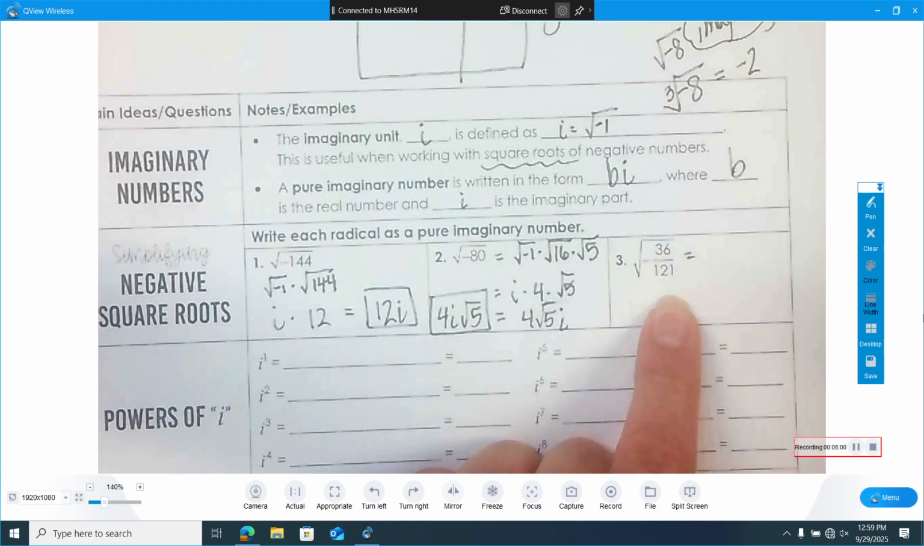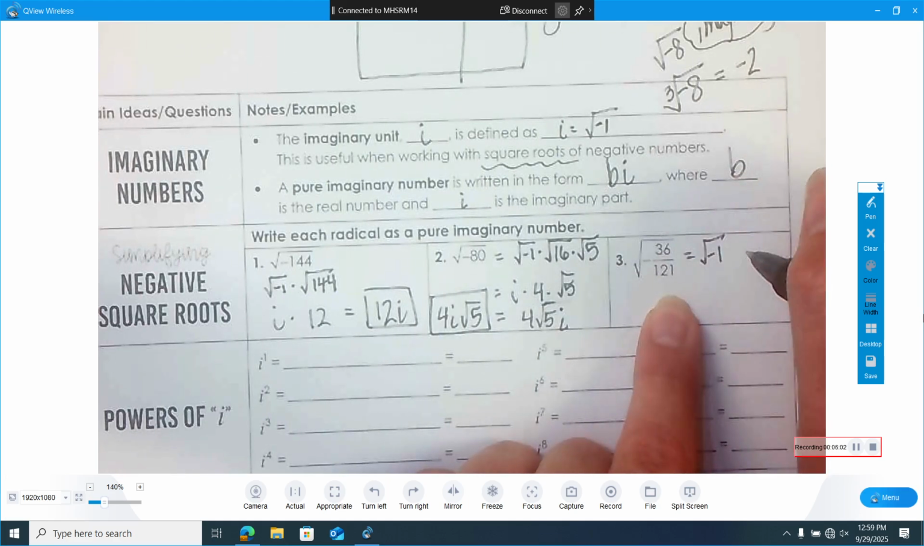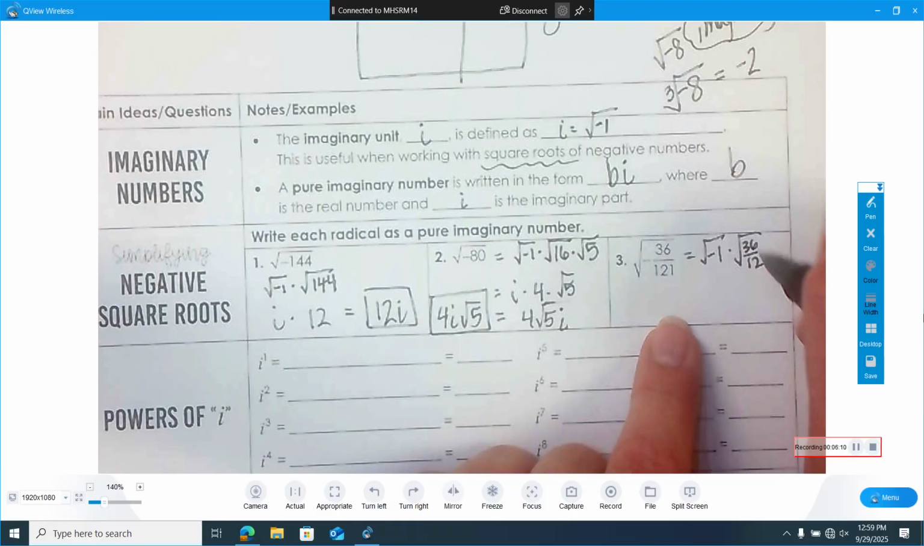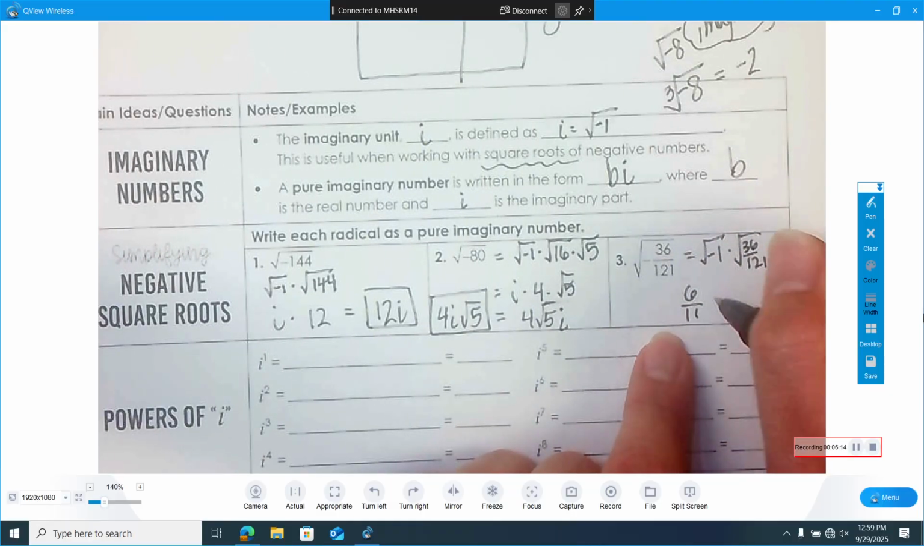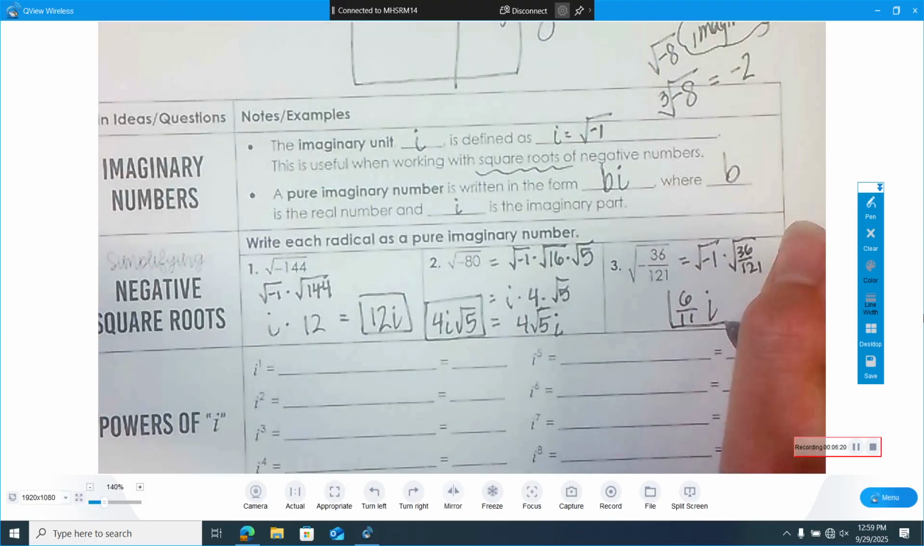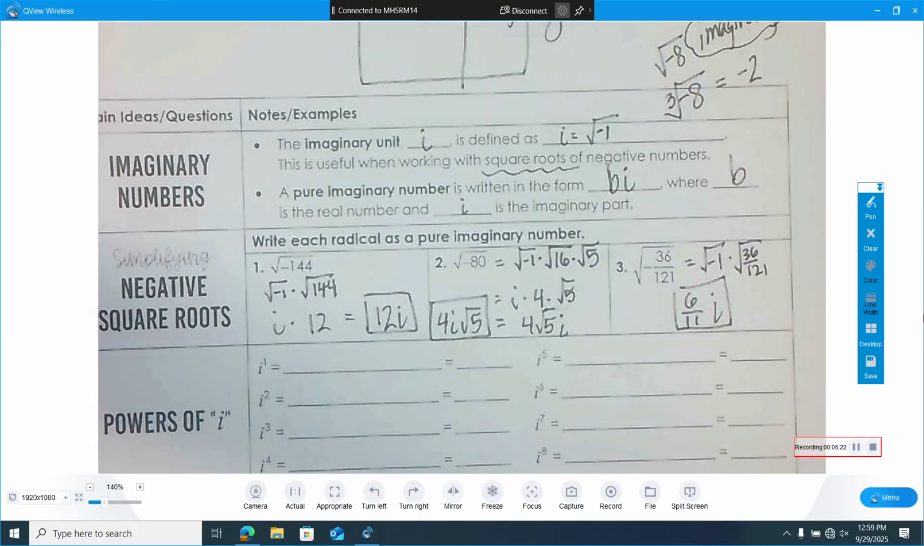Again, we can split it up as the square root of -1, and then the square root of 36 over 121. The square root of 36 is 6, the square root of 121 is 11, and then we are multiplying by i. The square root of -1 is i. So 6 elevenths i would be great.